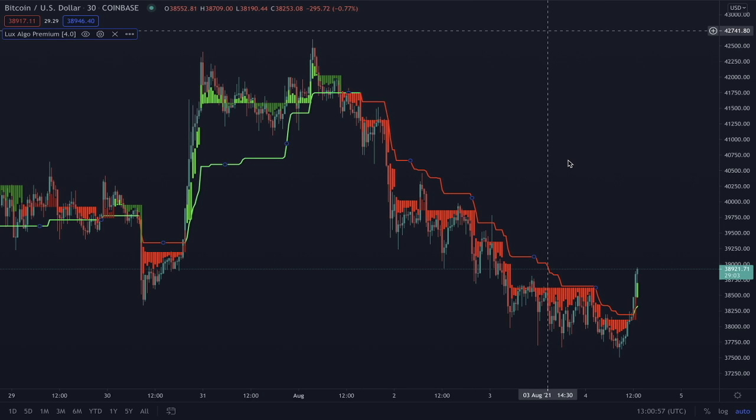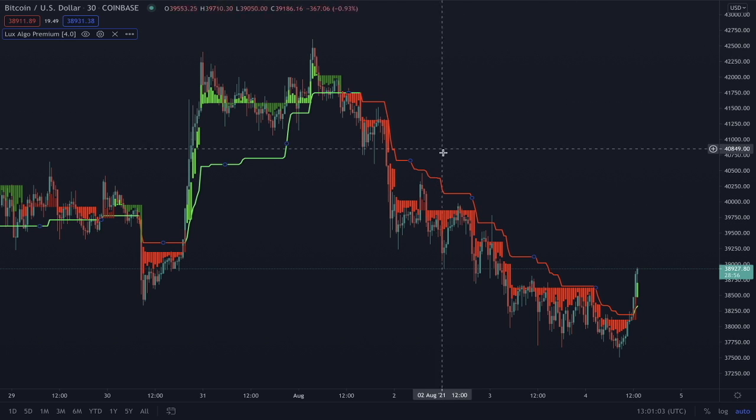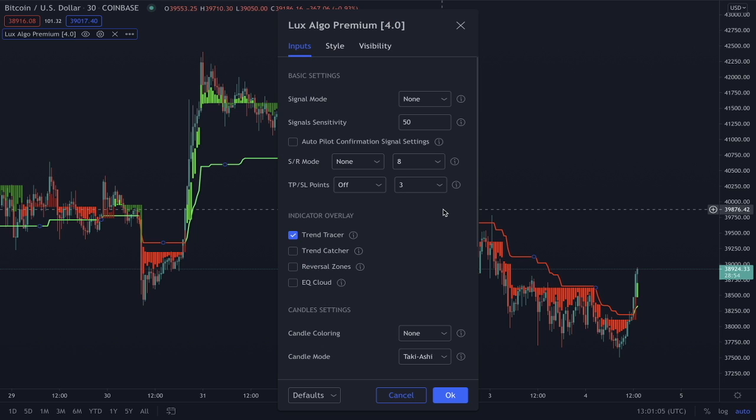Firstly, I'll be showing how to enable two fantastic tools for trend identification. Firstly, I load up the Lux Algo Premium script, then I go into the settings and enable Trend Tracer in the indicator overlay. As I've mentioned in previous videos, the Trend Tracer can allow the user to cleanly and clearly identify trends and can behave as a trailing stop.